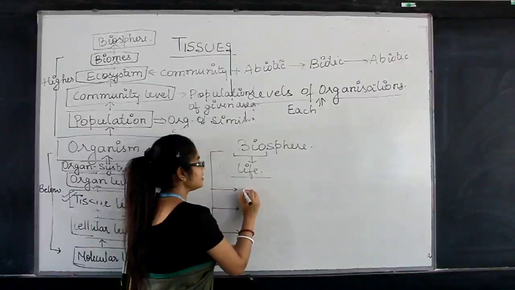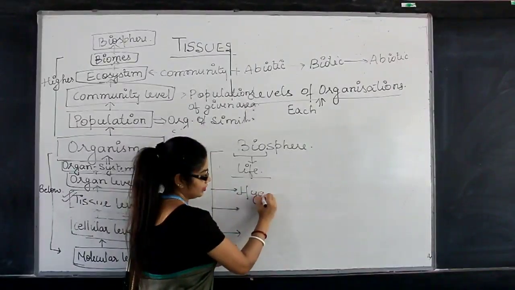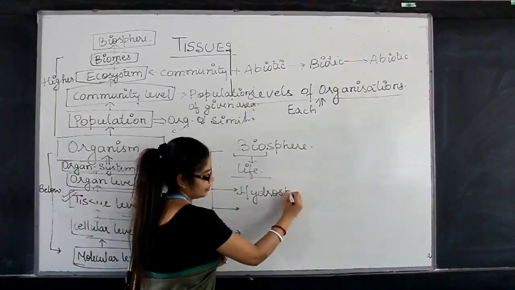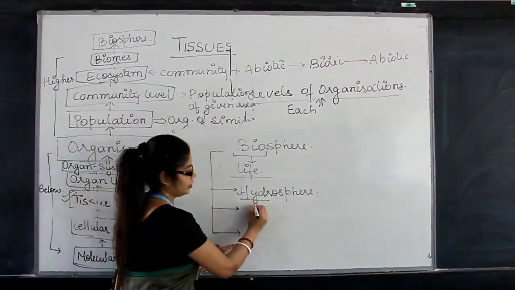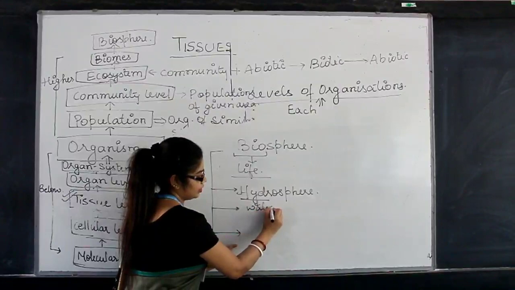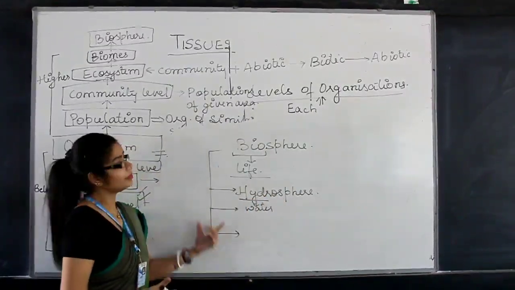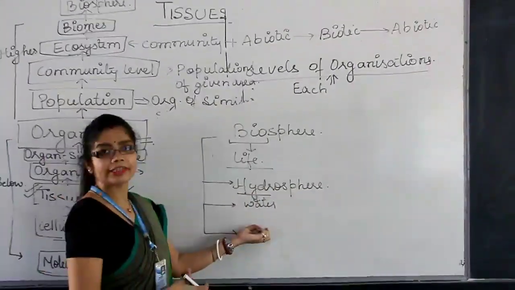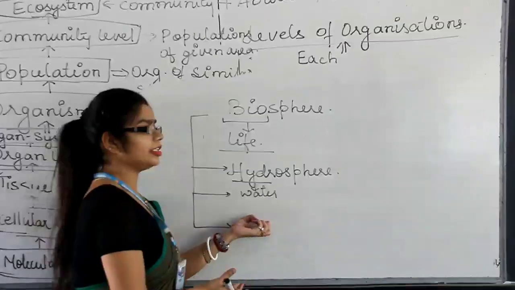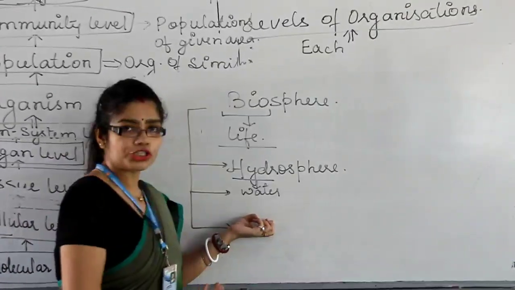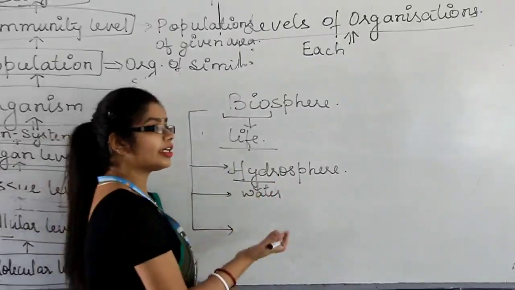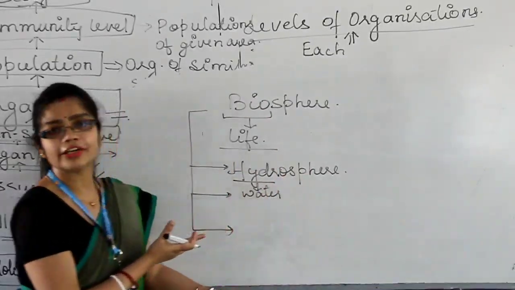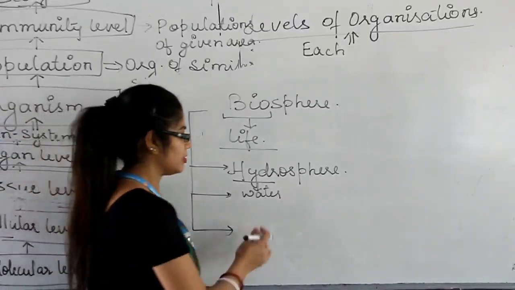First we have the hydrosphere. Hydro means water. So those parts of the biosphere which are occupied by water bodies, mainly rivers, ponds, oceans, are regarded under the hydrosphere. And the organisms living in the hydrosphere are called aquatic animals.